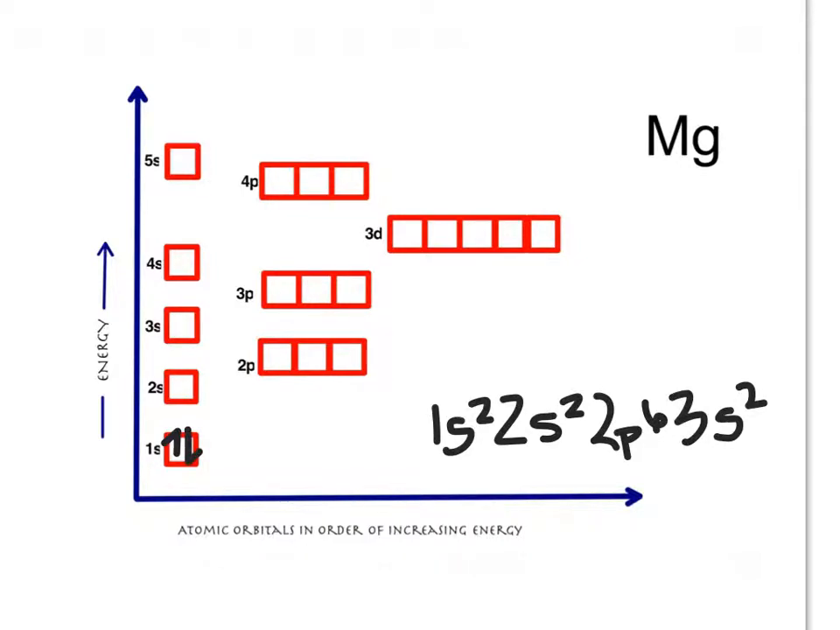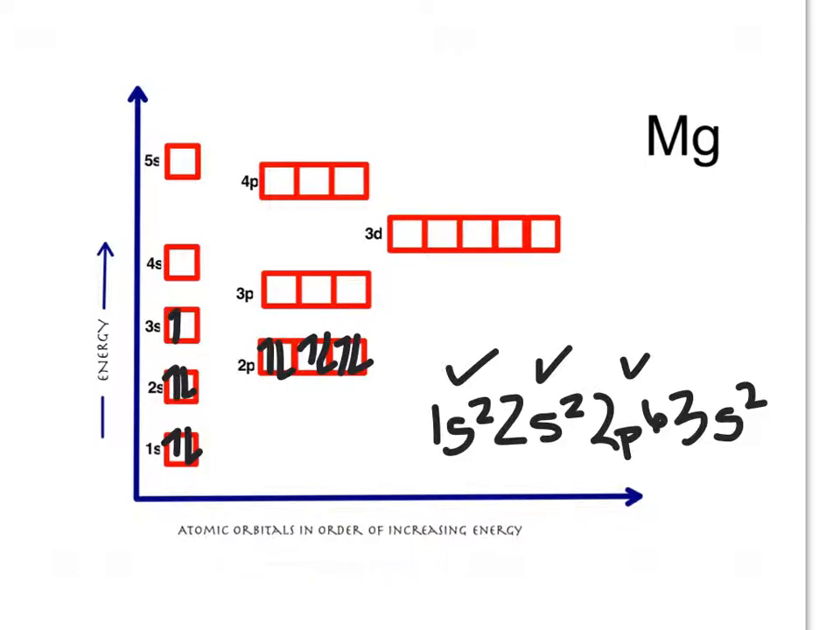Done. 2s2, that means I put 2, 1 up, 1 down. 2p6, put 1 in each, satisfy Hund's rule. Now go back and double. There's my 2p6. So check, check, check. 3s2, an up spin and a down spin. There you go. So that's what magnesium looks like in its ground state.